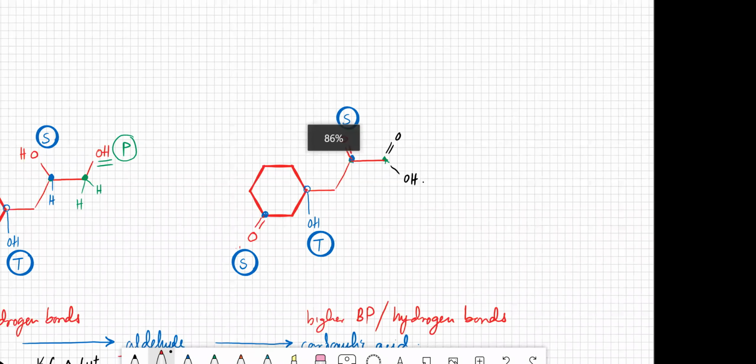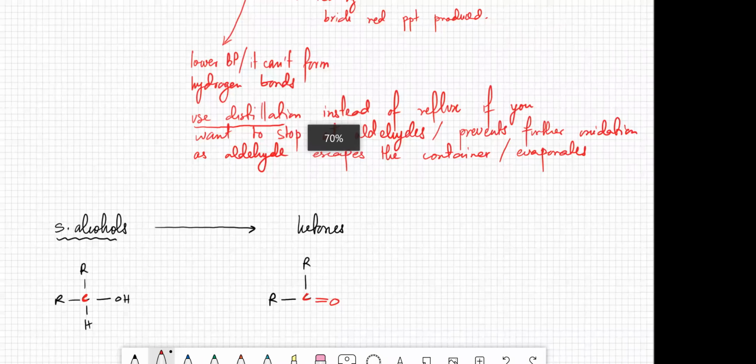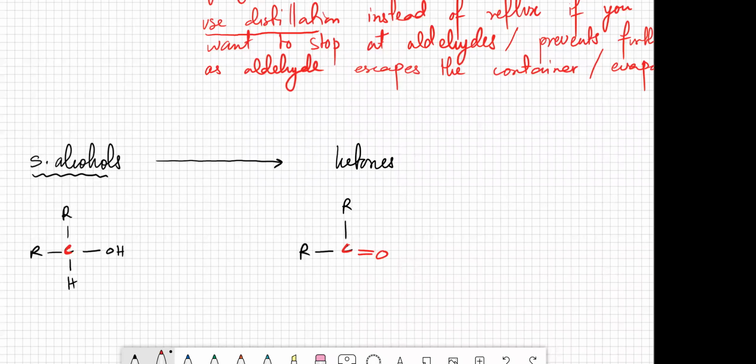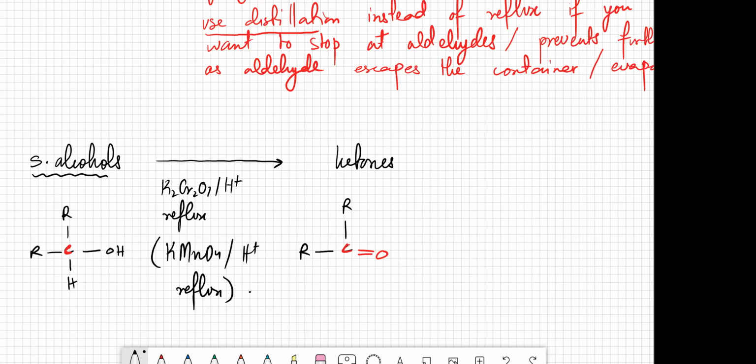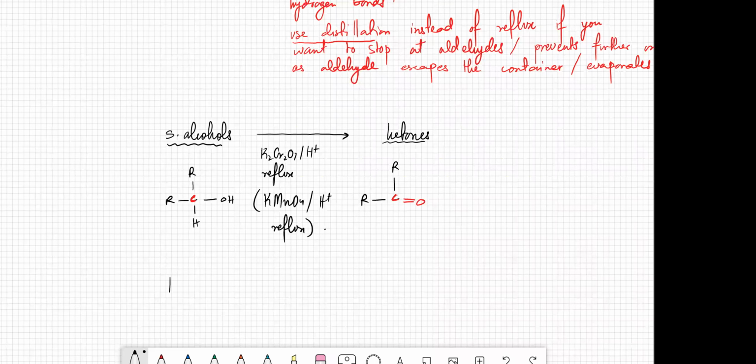And the last one is that our tertiary alcohols are not going to get oxidized. What are the reagents that are used? You're going to use the same reagents, K2Cr2O7, acidified, and reflux. And the other one would be KMnO4, acidified, and reflux. That could also be used. But ketones don't get oxidized. The oxidation is going to stop at ketones. And for tertiary alcohols, no oxidation whatsoever. So they are resistant to oxidation.